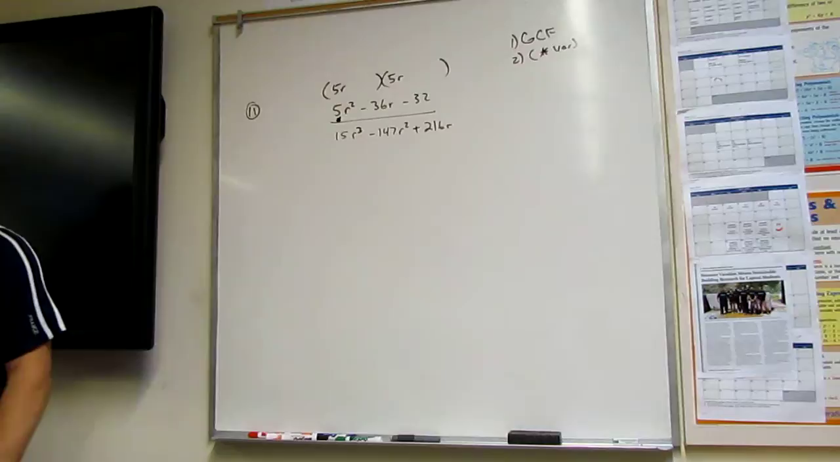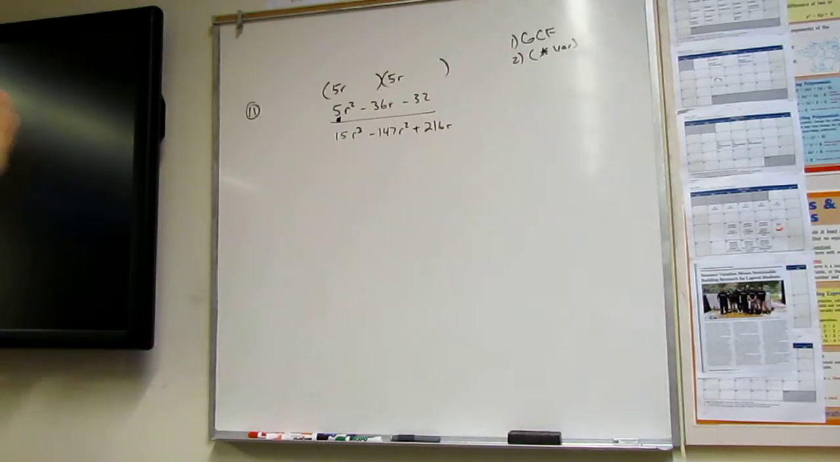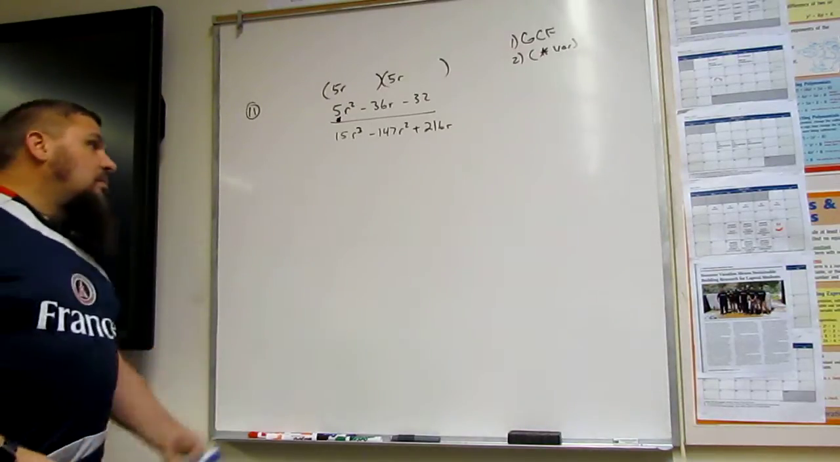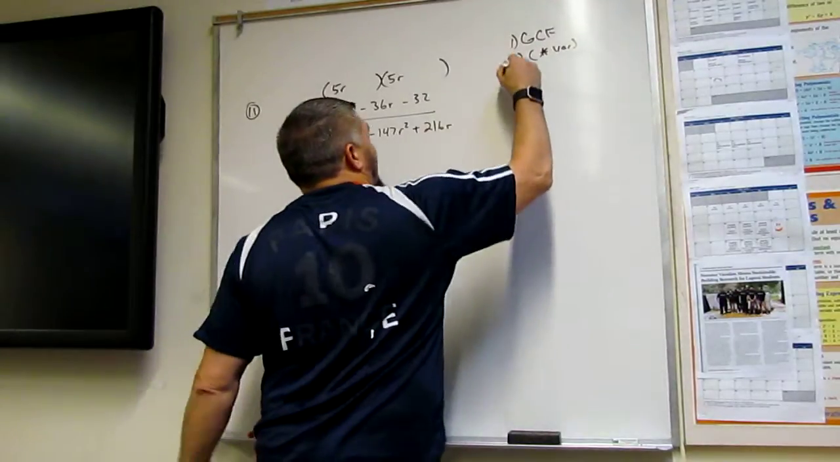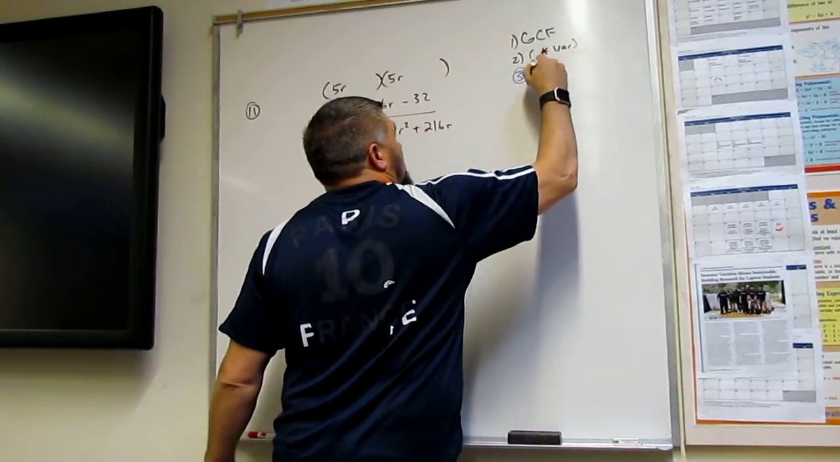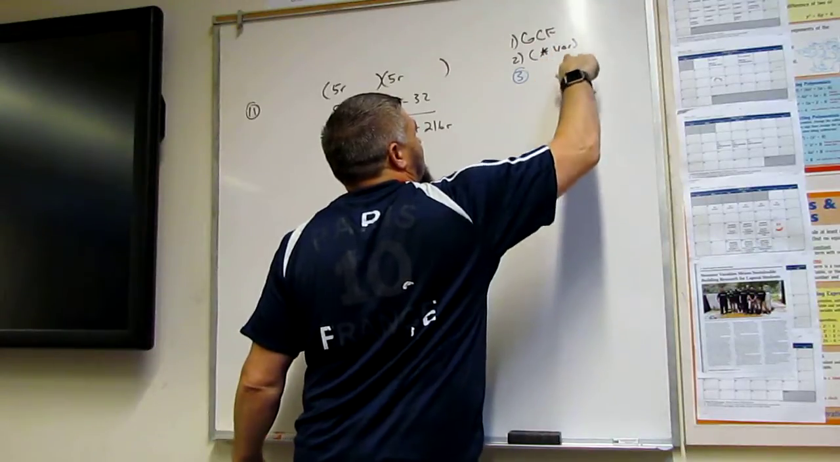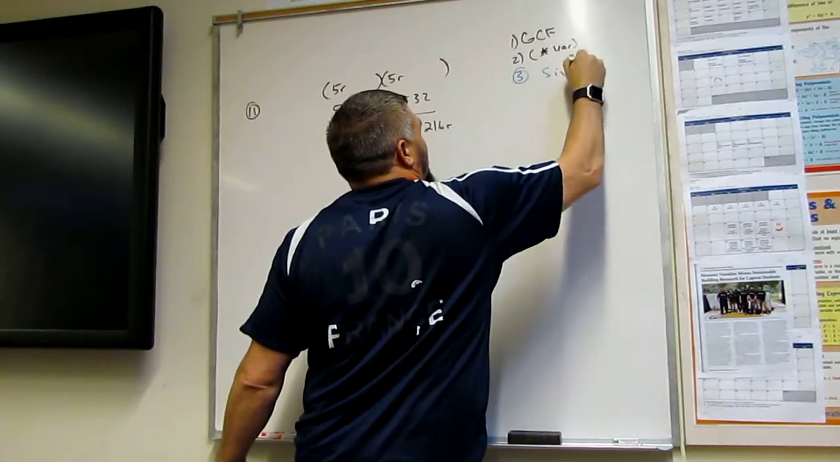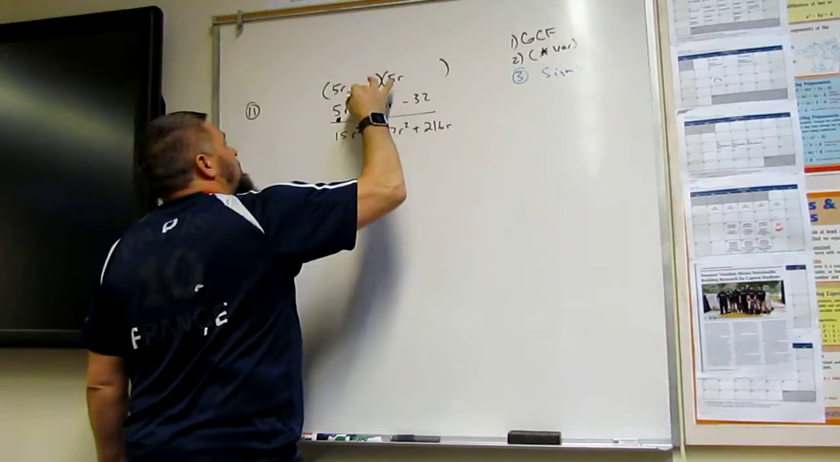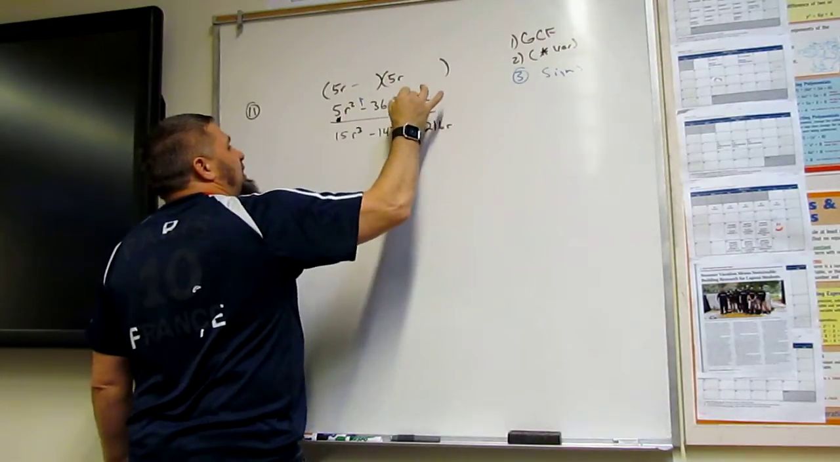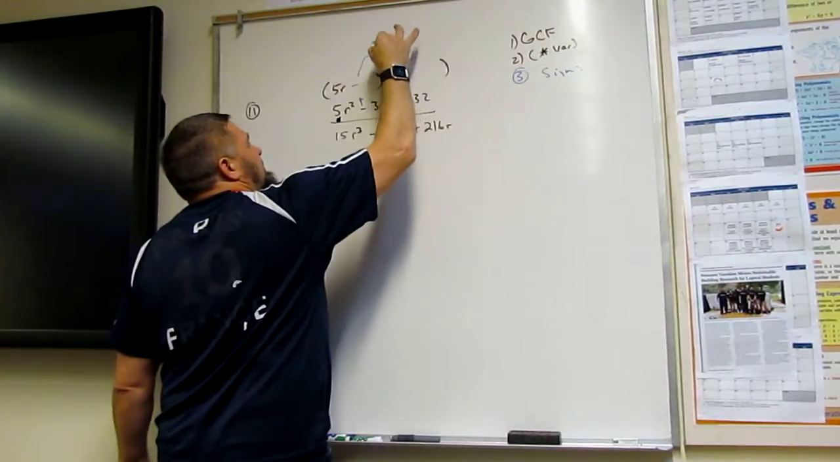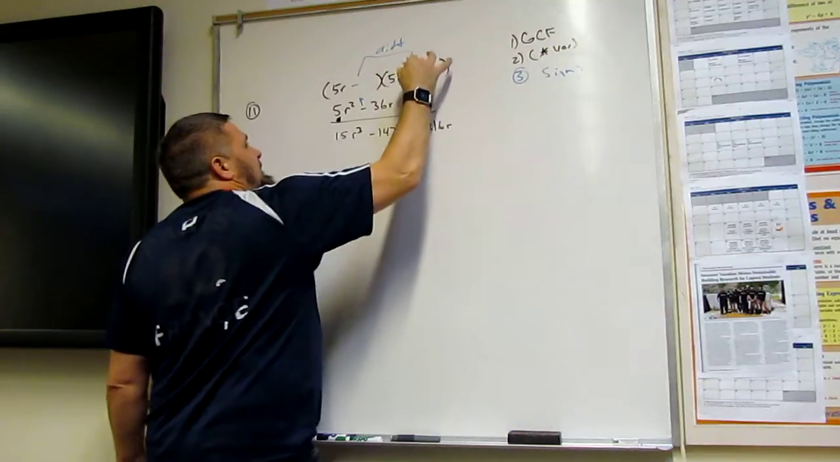Jordan, what's my sign in the first section? Minus. Yes. And then the other one's plus, right? Why is it plus? It's gotta be different. That's right. So this comes up. That's minus. This tells me that these are different. So this has to be plus.